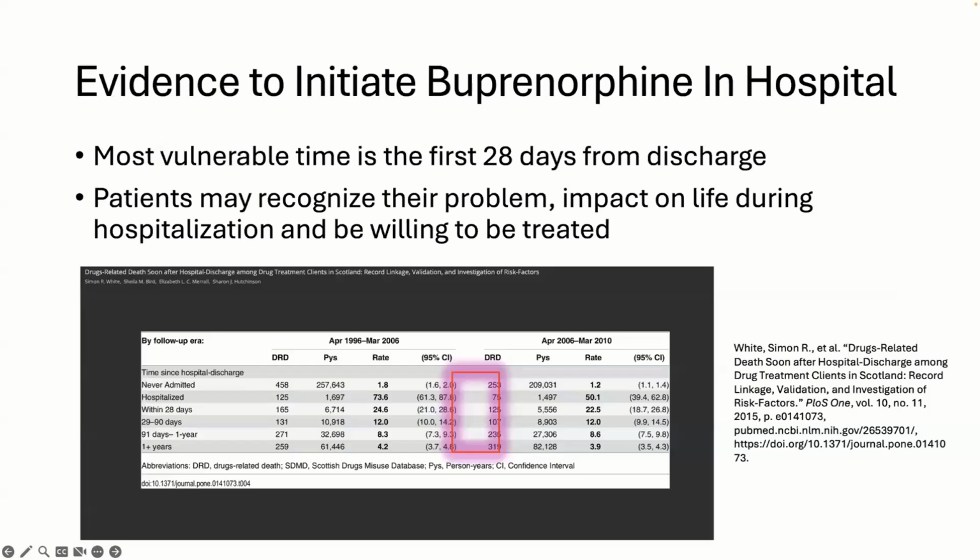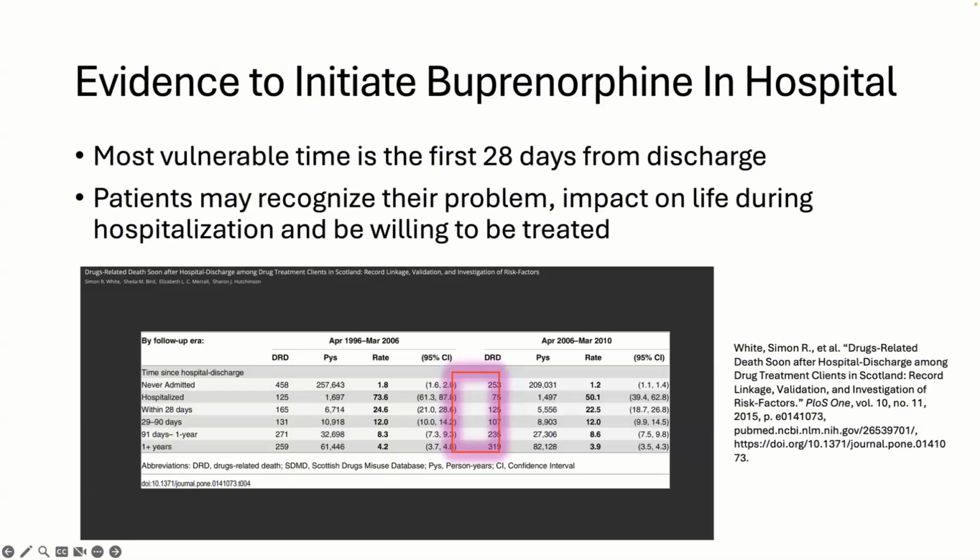Lastly, I want to briefly talk about whether there is any evidence to show that buprenorphine should be administered in hospital when we identify patients with opioid use disorder, or who have suspected opioid use disorder. There are a couple of studies. The one I've highlighted here on this chart shows that for patients who were hospitalized with suspected opioid use disorder, the first 28 days after hospital discharge carried the highest risk of drug-related death, which was far higher than later periods and higher than in individuals who were never hospitalized.